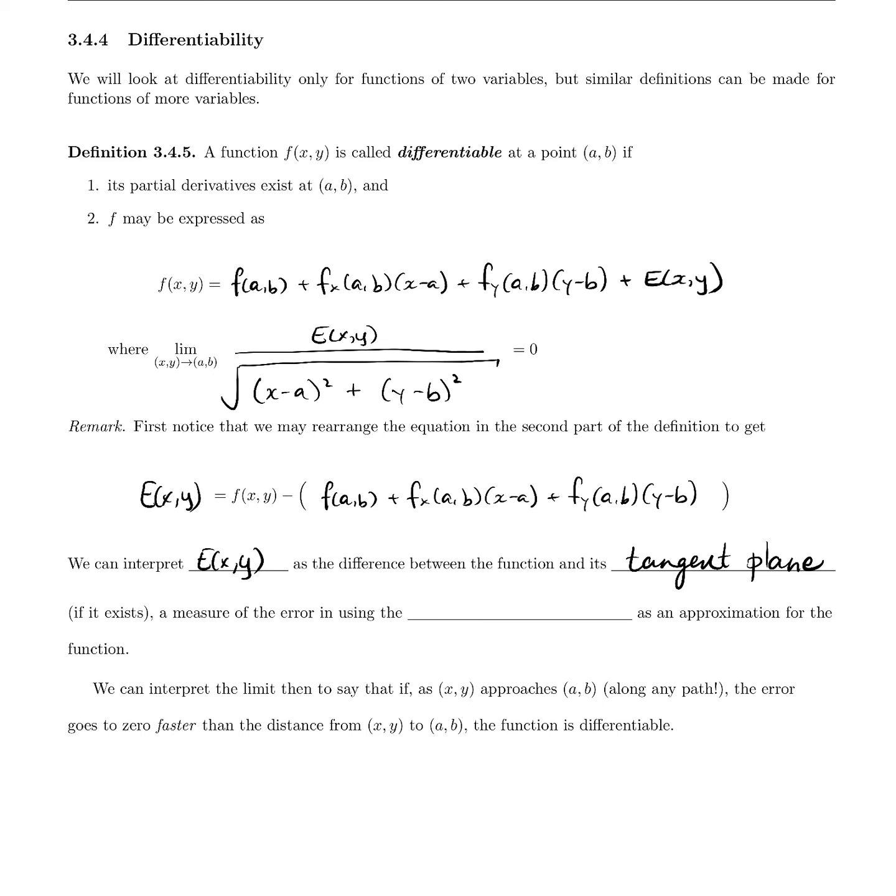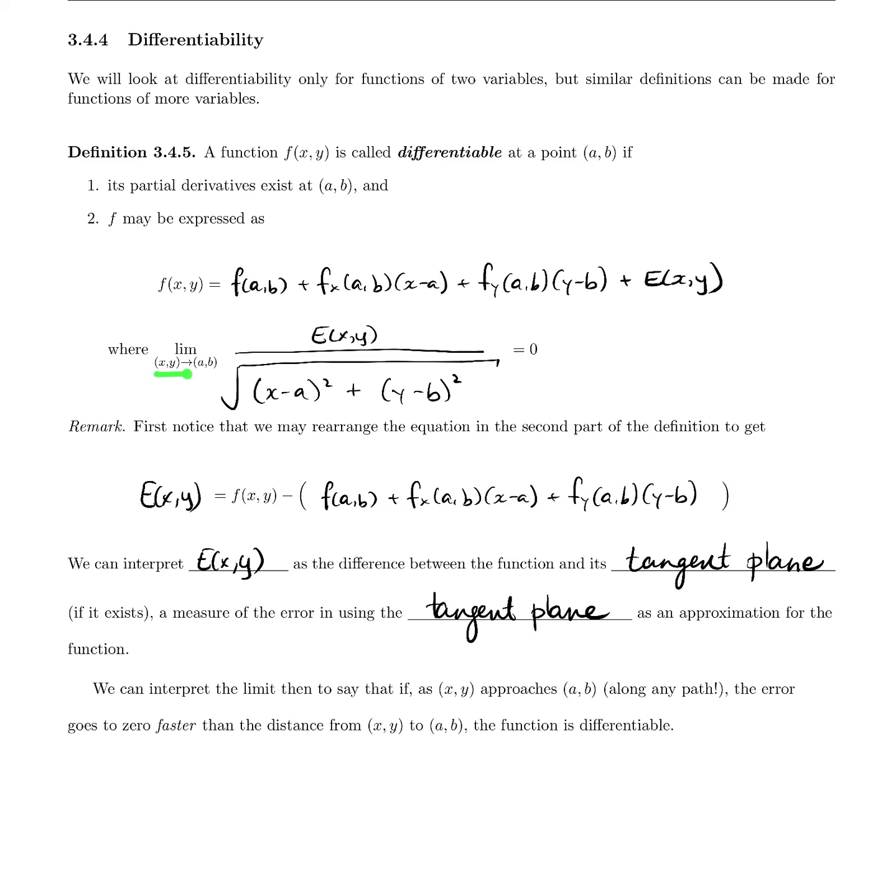In other words, e of x, y is giving us a measure of the error, e for error, in using the tangent plane as an approximation for the function. Now that's only the first part. What about this limit? Well, the numerator we just said is a measure of error. What about the denominator? The square root of the sum of two squares. And that we should recognize as the distance formula. That is the distance from a point (x, y) to a point (a, b).